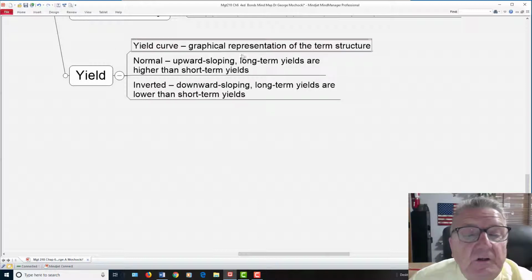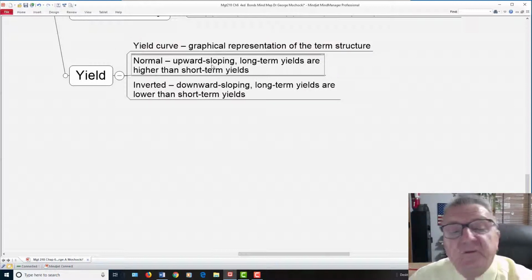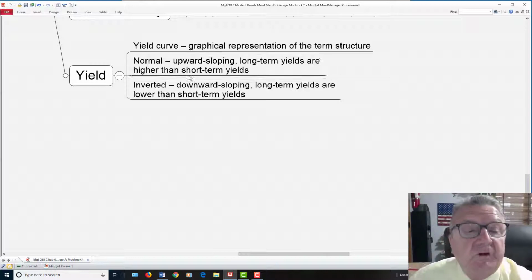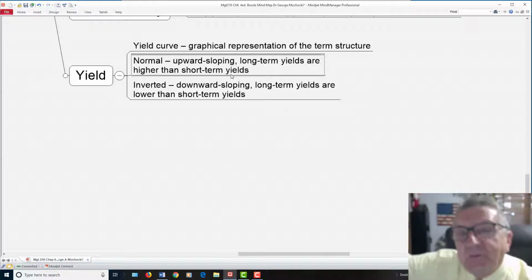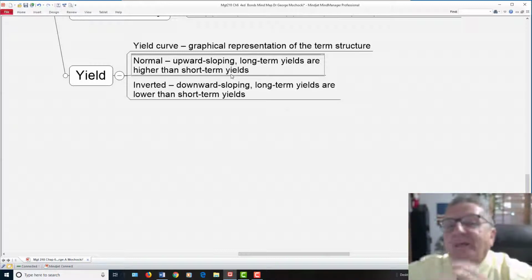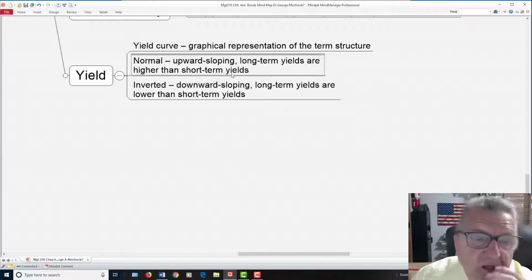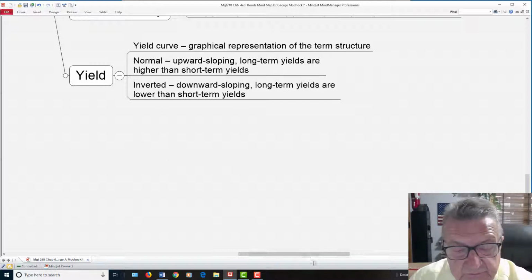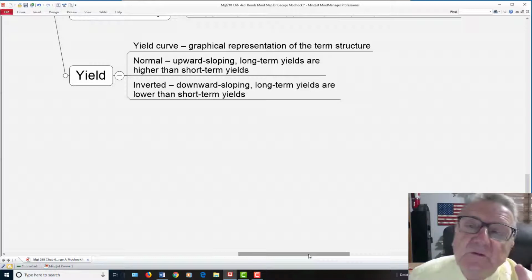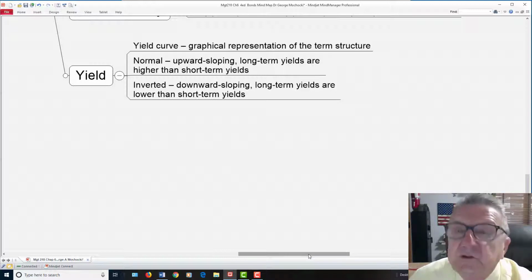So the yield curve, graphical representation of the term structure, normal upward slope. Remember, long-term yields are higher than short-term yields. Long-term yields over time, because the economy fluctuates, and at the end I'll do better. Short-term, I'm looking just in maybe a 2 or 3 year period. Inverted, downward slope, long-term yields are lower than short-term yields.